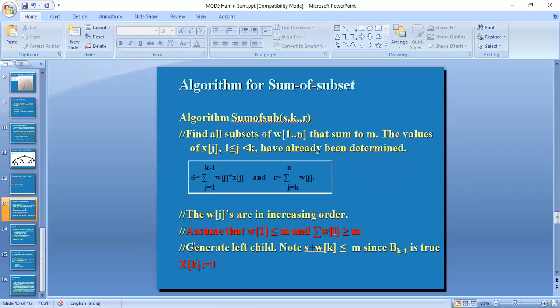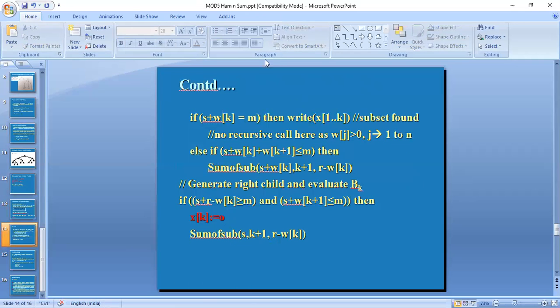We are saying that x of k is equal to 1, and we check whether S plus W of k is equal to M. Then you will get a subset and you write out all the integers. Otherwise, you need to add the next value. With the current value, you are not getting the solution, so go for the next element.